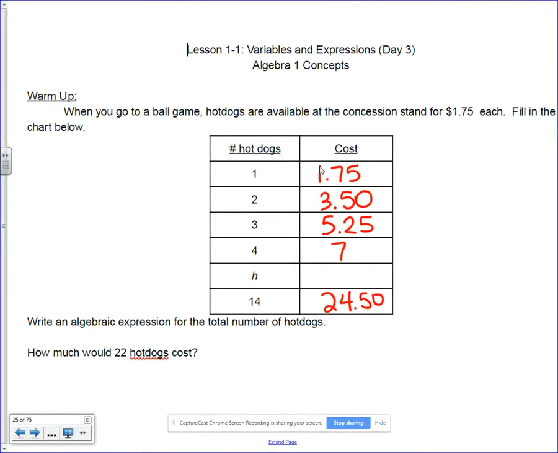$24.50. Good. Your calculator probably said 24.5, but make sure you put a 0 on it since we're talking about money. Now, can you tell me how you found out that 14 hot dogs would be $24.50? Savannah? Okay. Somebody besides Savannah, can you tell me how you found out that 4 hot dogs would be $7? Everybody okay with that? Oh, it shouldn't be by H. Thank you, Gage.